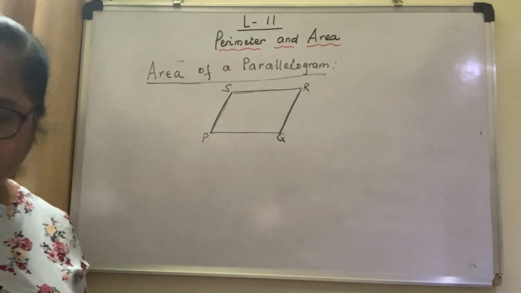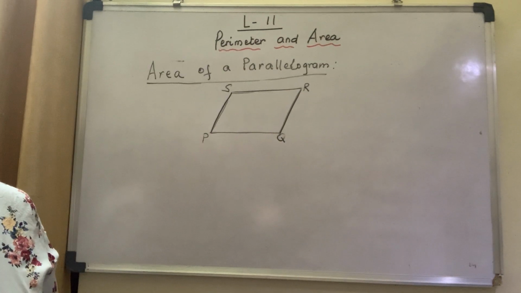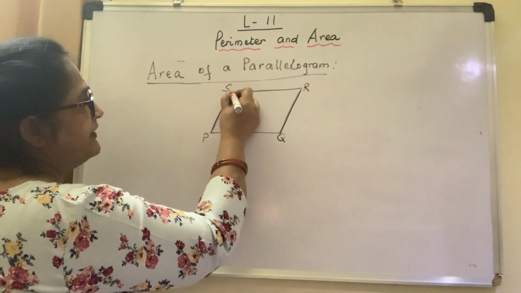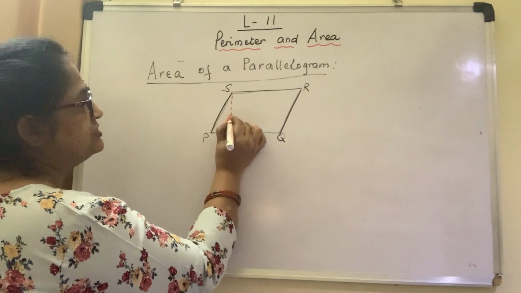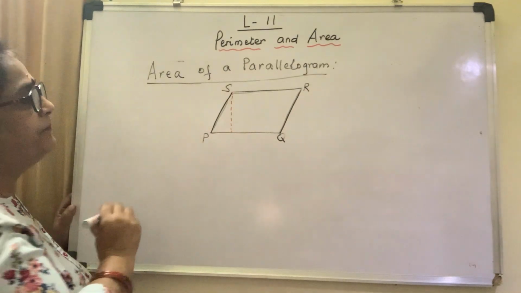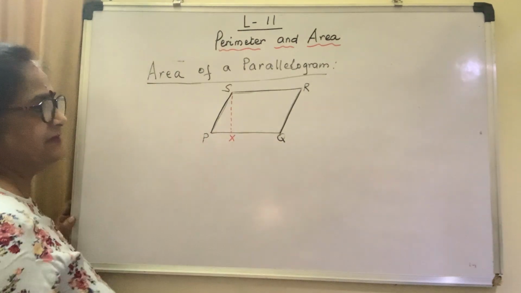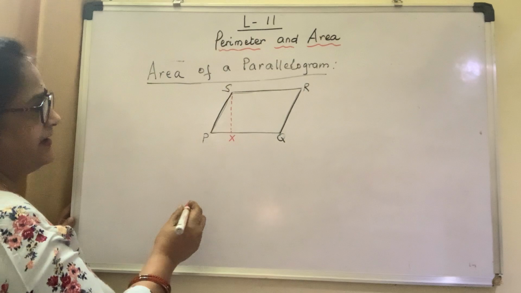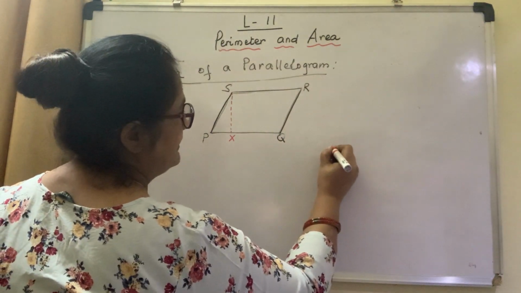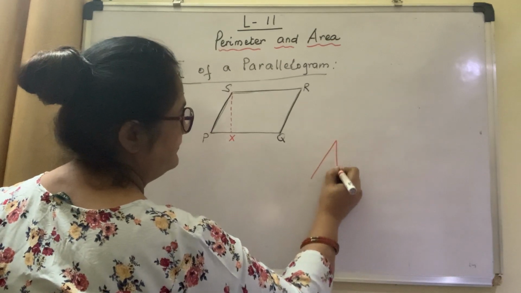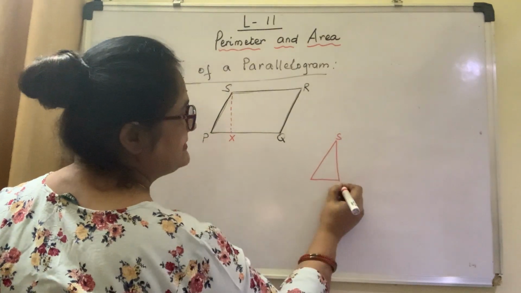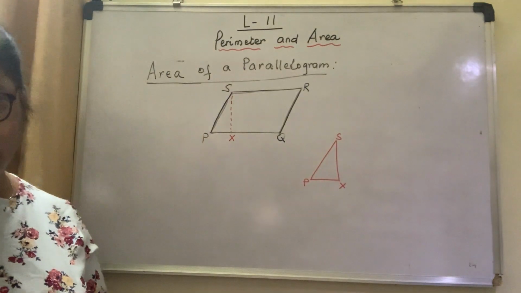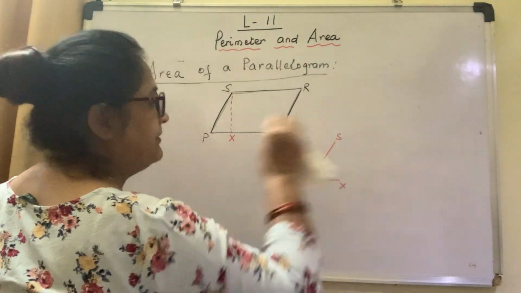Right? Now, let us draw an altitude or a height or a perpendicular line from S to PQ. So if I draw a perpendicular line, I will get a straight line this way from S to PQ. Let me mark this as X. Okay. Now, cut along SX. If I cut along SX, I will get this figure. What do I get from here? If I cut it off, I get a triangle. So the figure that I take out will be a triangle.